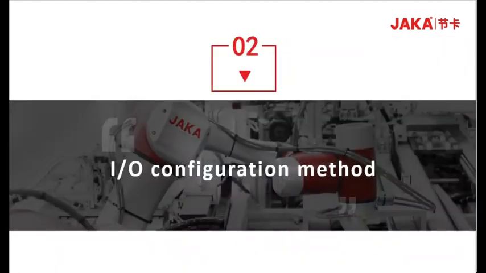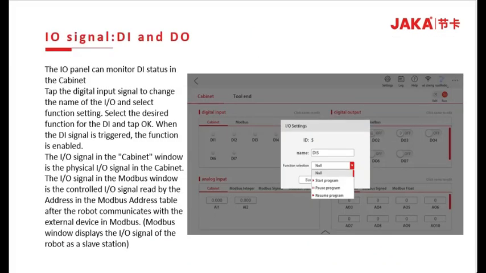I/O configuration method. Digital input interface can monitor the digital input status in a control cabinet. Click the digital I/O signal to change the name, select function settings, and select the desired function for the DI in function selection. Click OK. When the DI signal is triggered, the function is enabled.